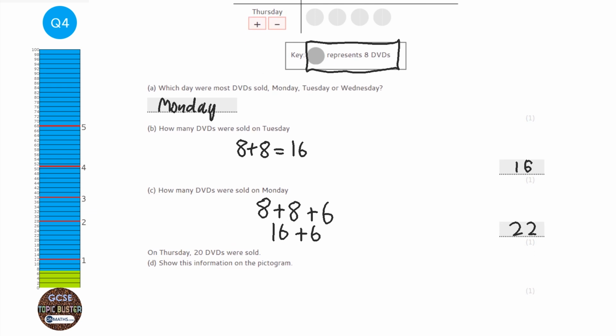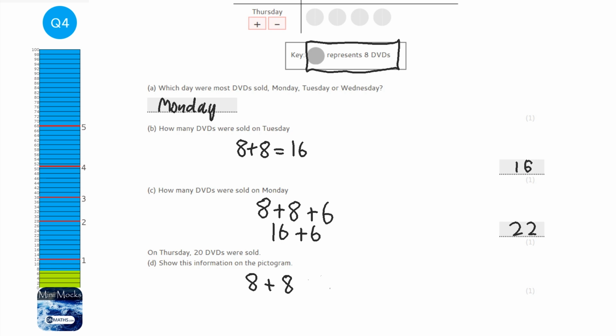On Thursday, 20 DVDs were sold. Show this information on a pictogram. So let's have a think how many circles that will be. So if I've put one circle down, that's 8. Well, we've still got enough left over. If I put another full circle down, that's 16. Now 16, let's try another one. Let's put another full circle down, and that gives us 24. So that would be too much.